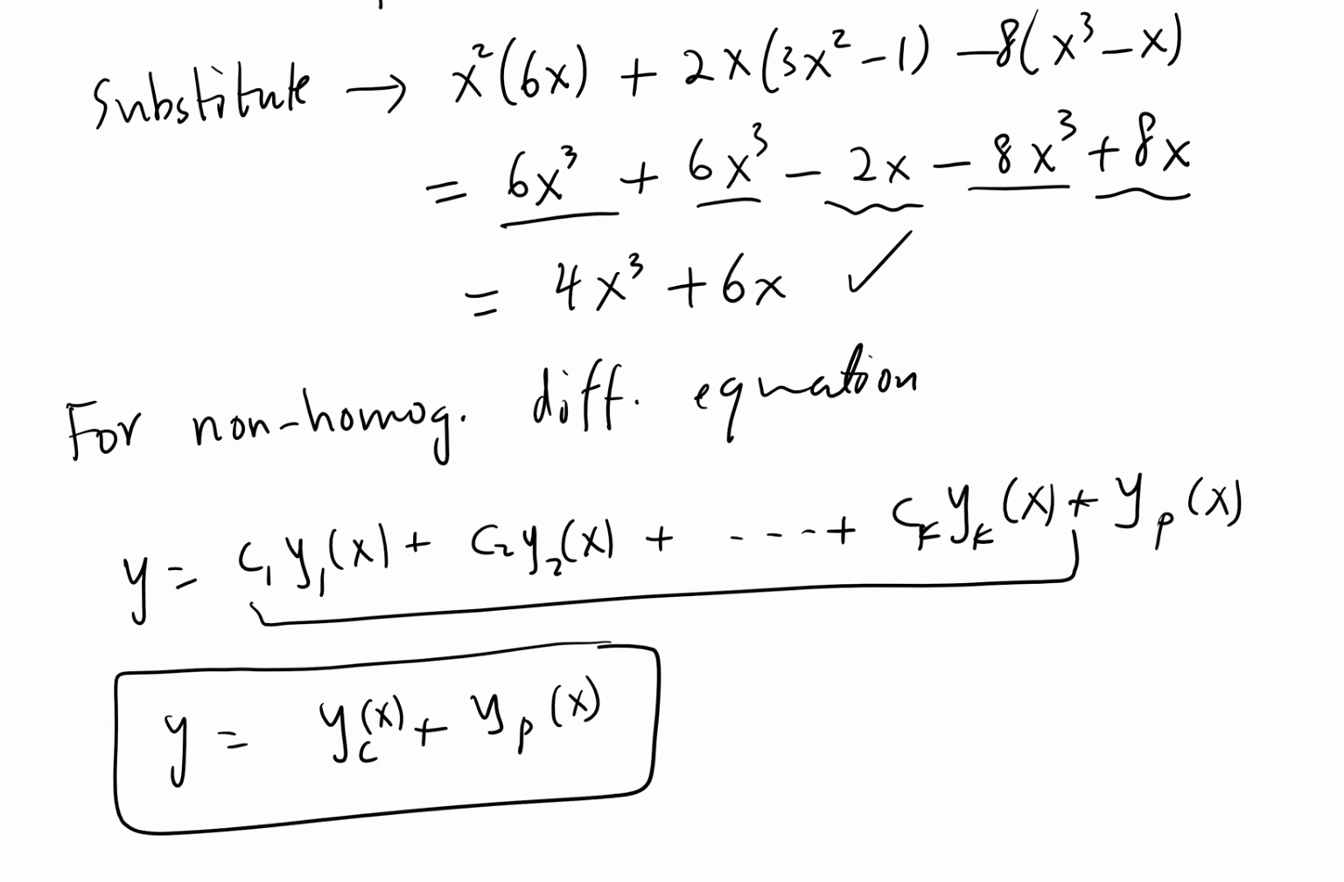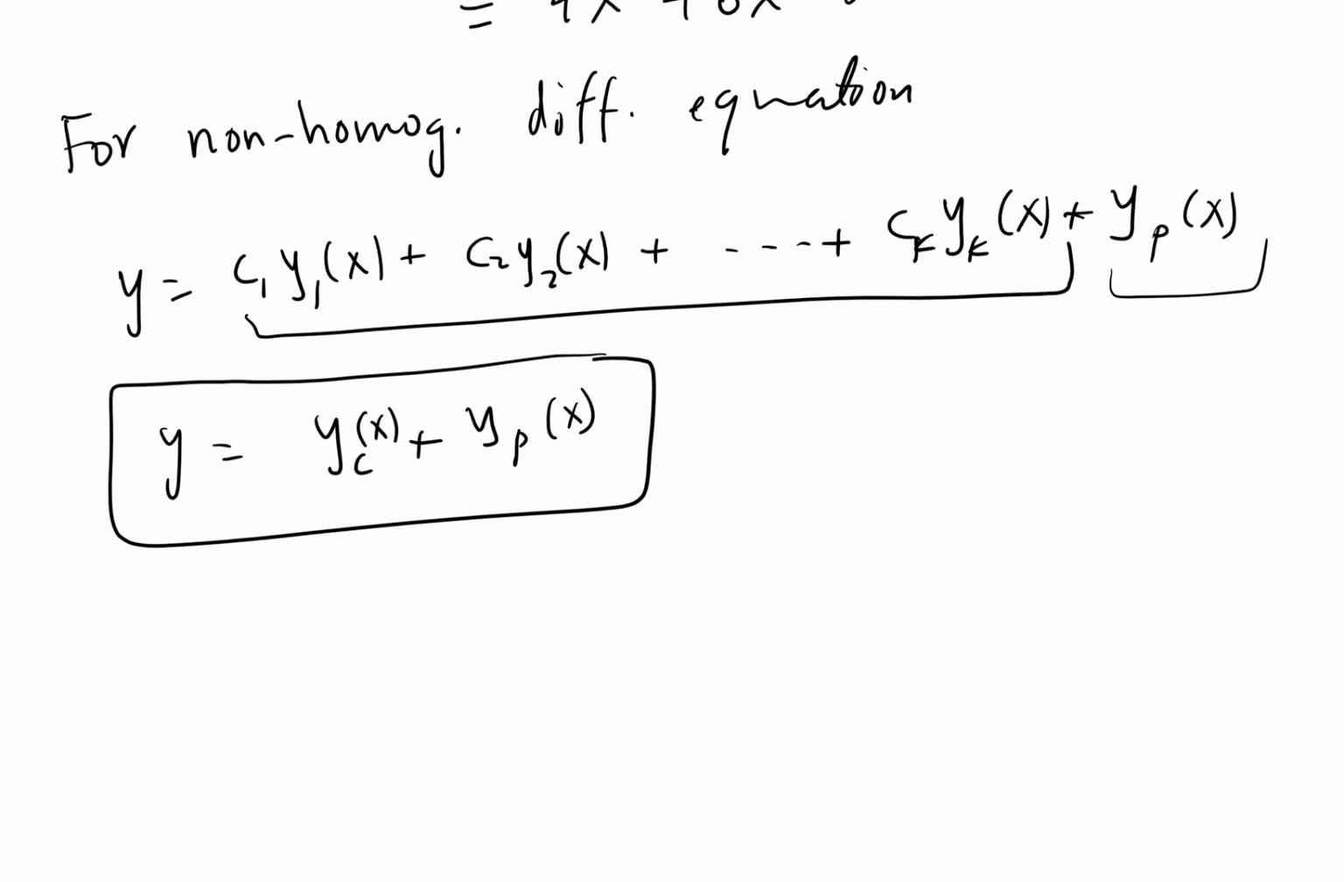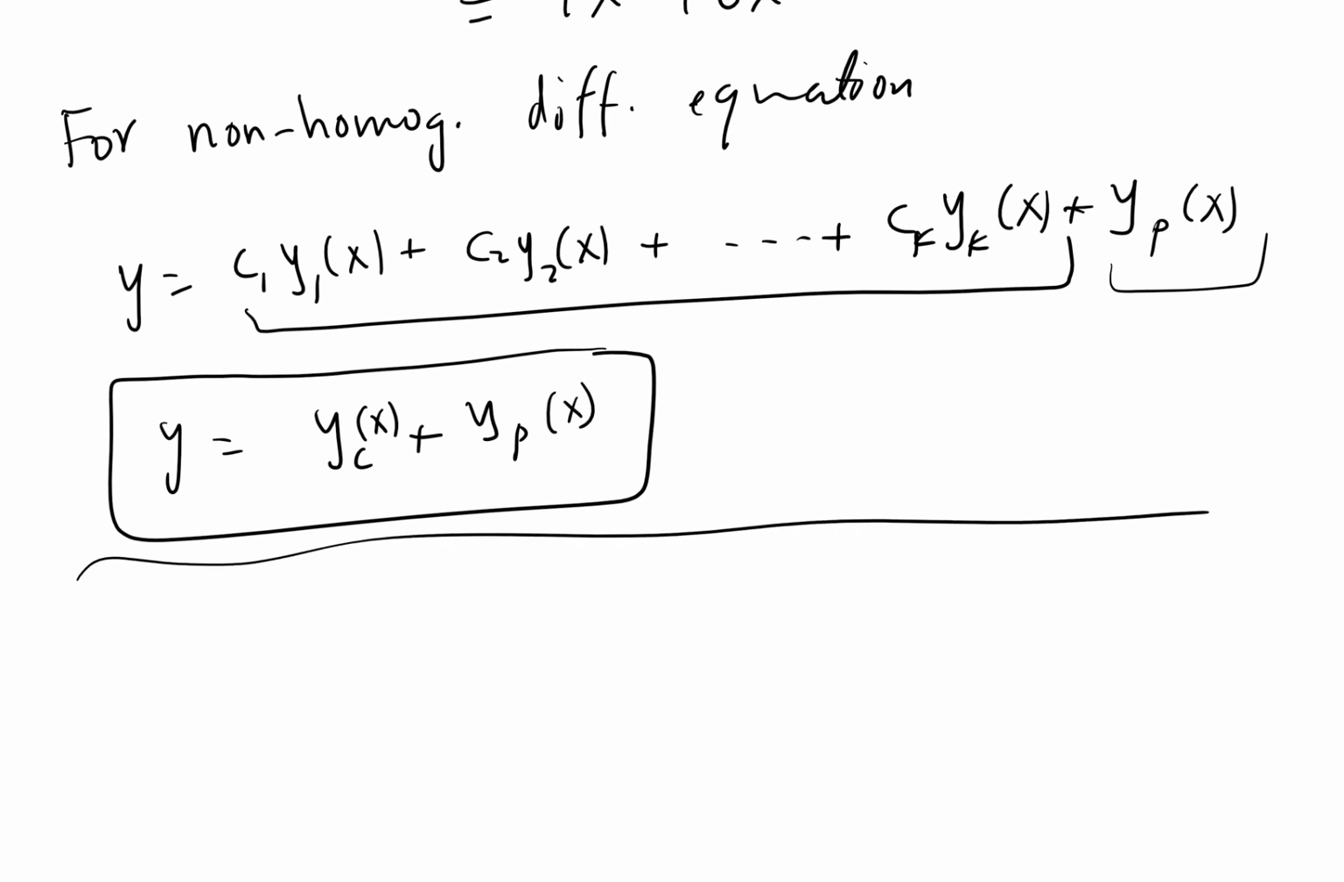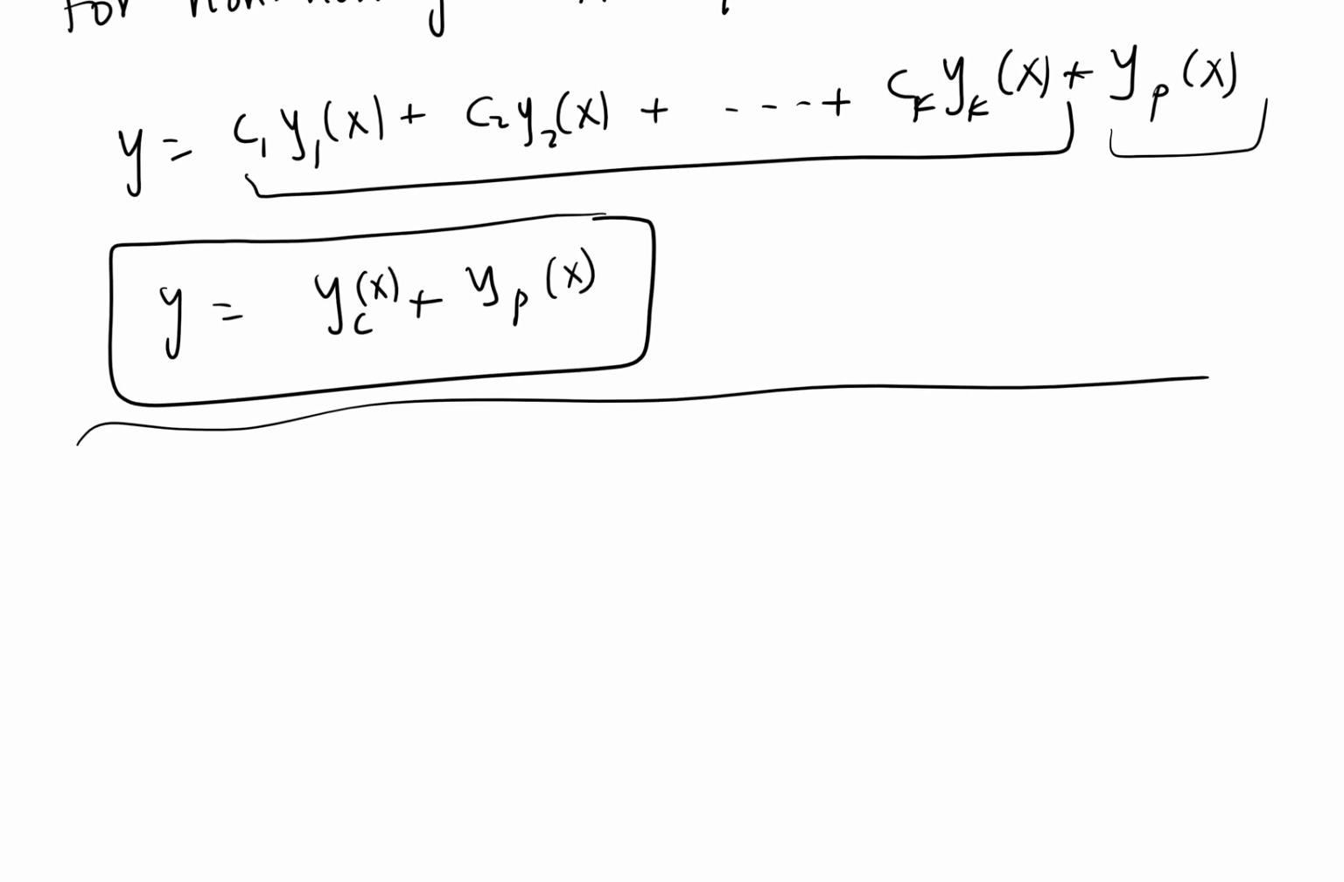This is the general solution for the non-homogeneous nth order differential equations. So later on we will learn how to find the complementary one and the particular one and combine them together. Here we're just trying to verify that this is a particular solution and the difference between homogeneous and non-homogeneous differential equations.